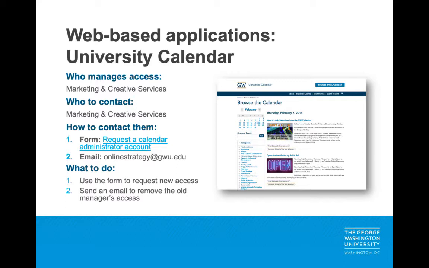So again, go to calendar.gwu.edu, and there, I believe it's under Submit an Event, there's a link directly to requesting a calendar administrator account. So that's what you'll want to do for anybody who needs new access to the back end of the calendar. And this is going to be based off of your GW Net ID, by the way. And then for the person who no longer should have access, you'll want to email onlinestrategy@gwu.edu and let us know what their Net ID is so that we can go ahead and have their account blocked from the back end of the site.